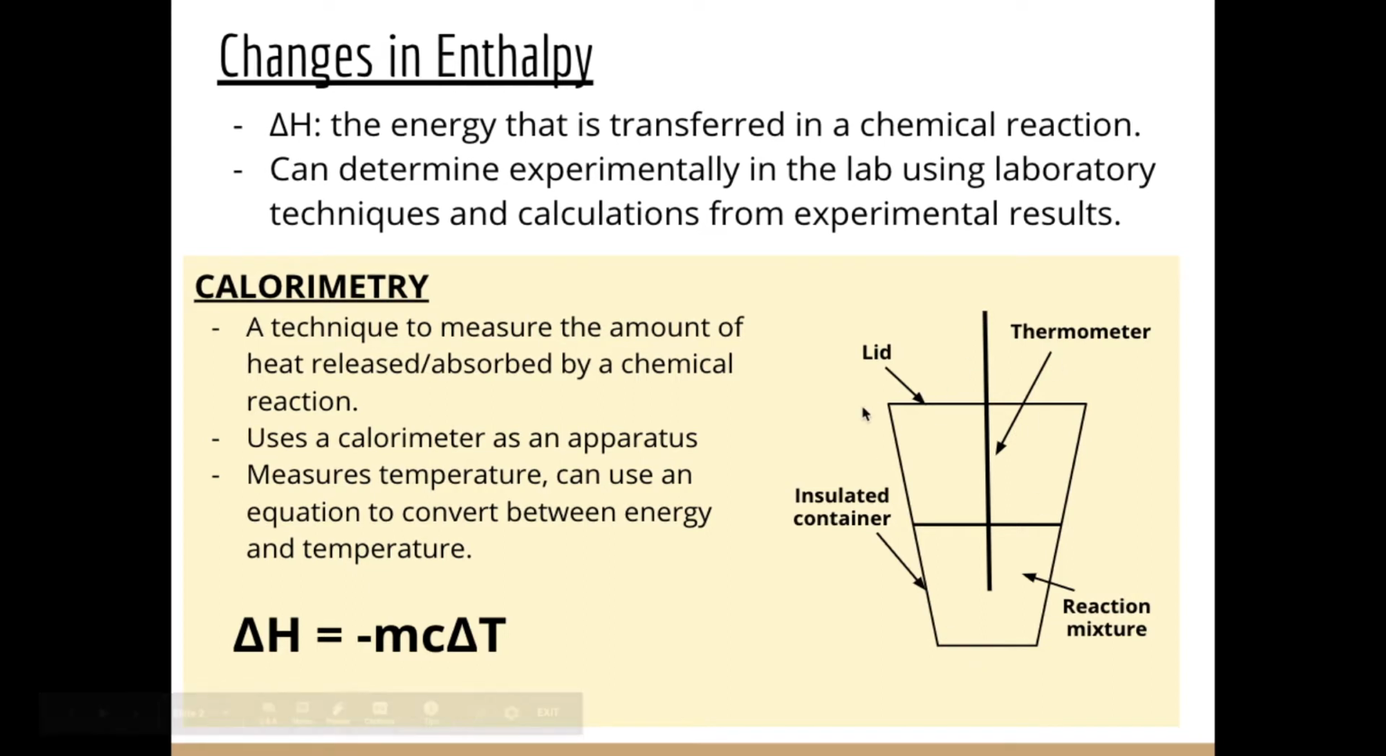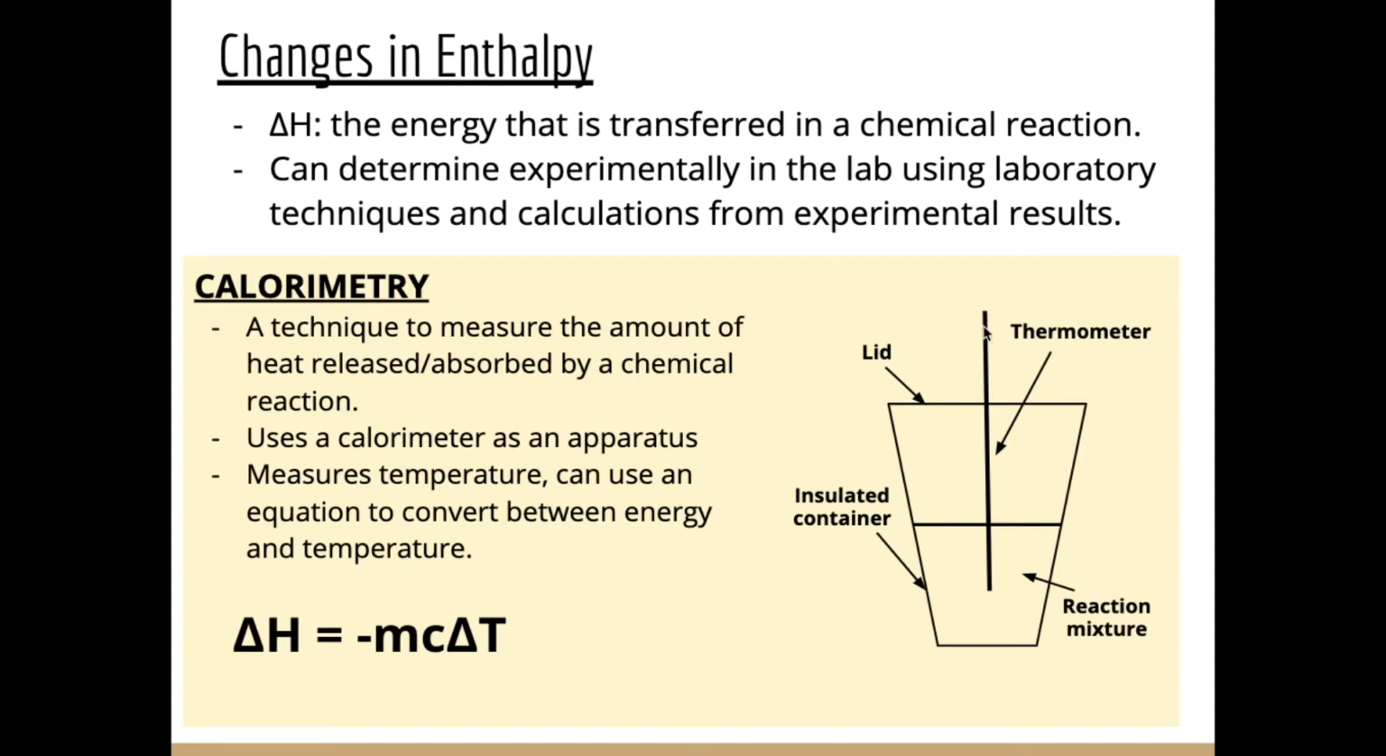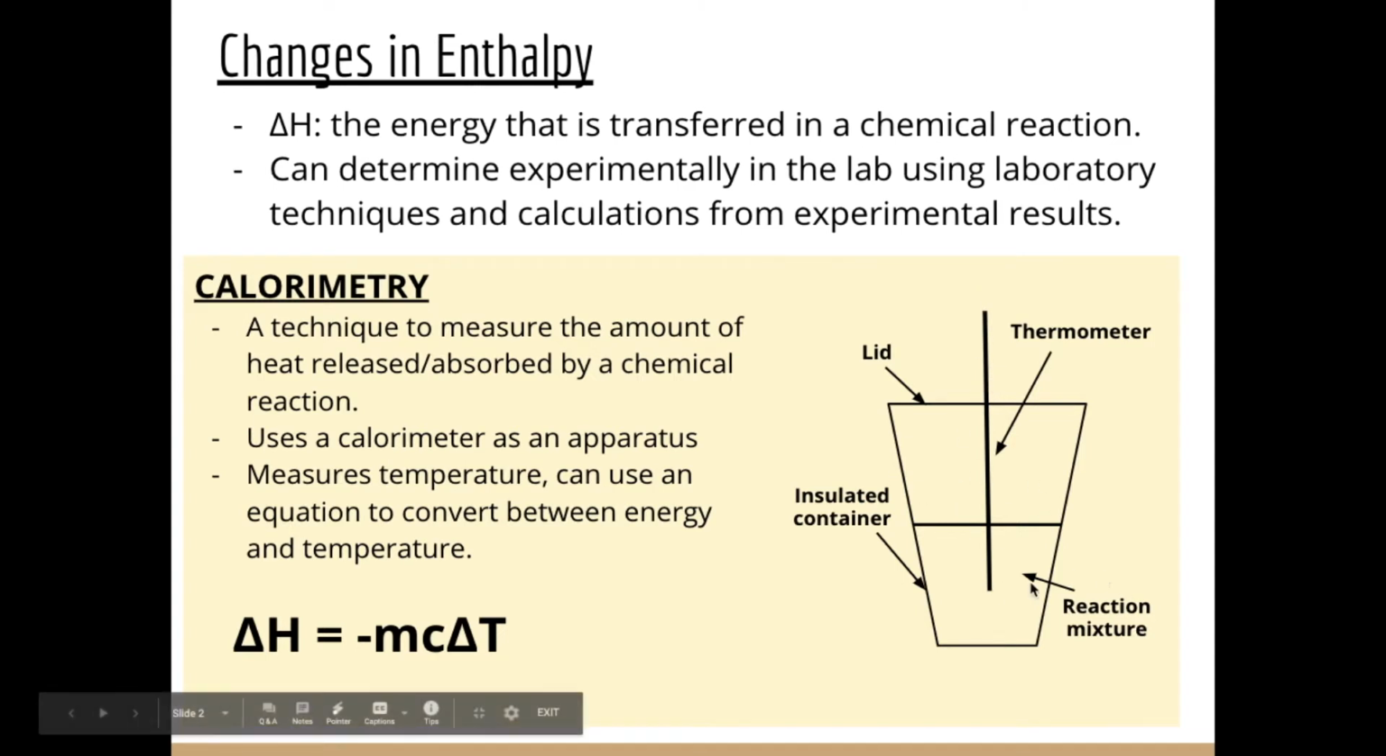So we have some sort of insulated container with a lid. The lid, for the same reason, we don't want that heat dissipating out into the atmosphere. Otherwise, the temperature changes we record will be less than what they actually are. So we're trying to keep as much heat in this system as we can so that we can get the temperature change to be as accurate as it is without losing too much to the surroundings. Then we have some sort of thermometer there and a reaction mixture there.